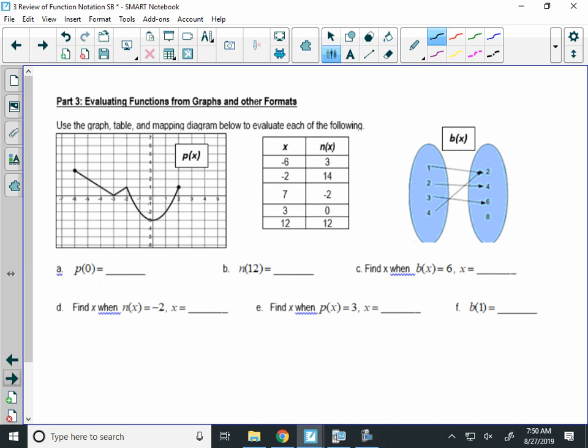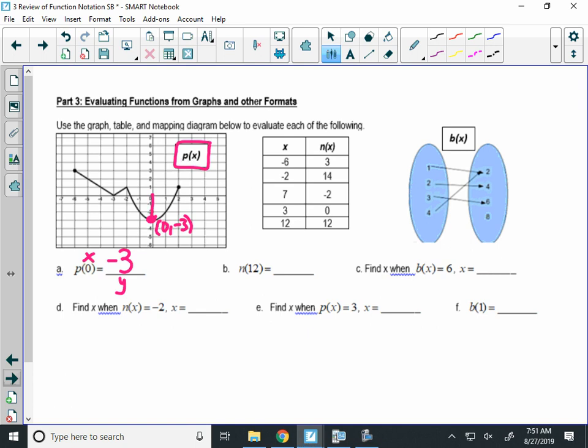Part 3 here is recalling function notation from other formats. Tables, graphs, equations, mapping diagrams. Or we already did equations, but tables, mapping diagrams, and graphs. All right, P of 0. P of x is the graph right here. When I have 0 in the parentheses, that's an x value. I go to where x is 0, and you count down on the graph. 1, 2, 3 gives me an output of -3 for that x value. Think about x, and then the -3 is the y. That ordered pair right there that I found is (0, -3), x and y.